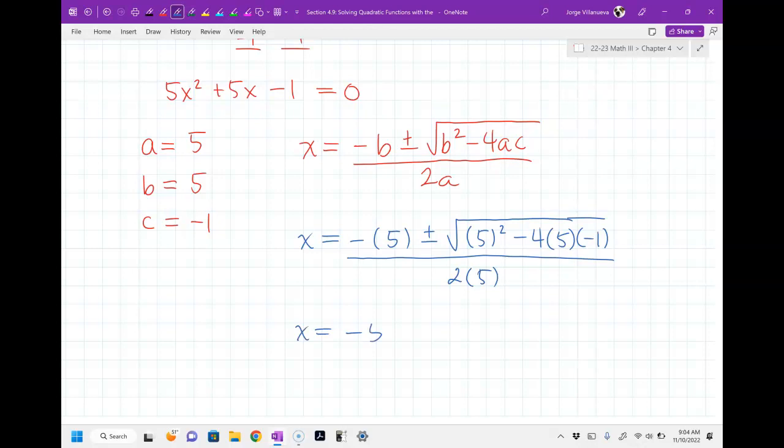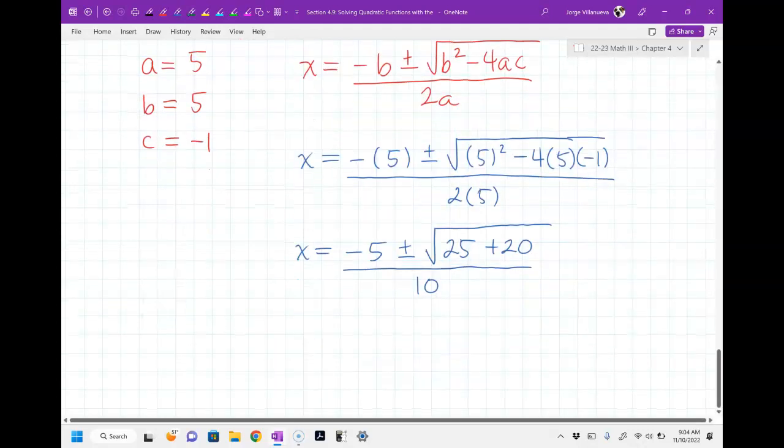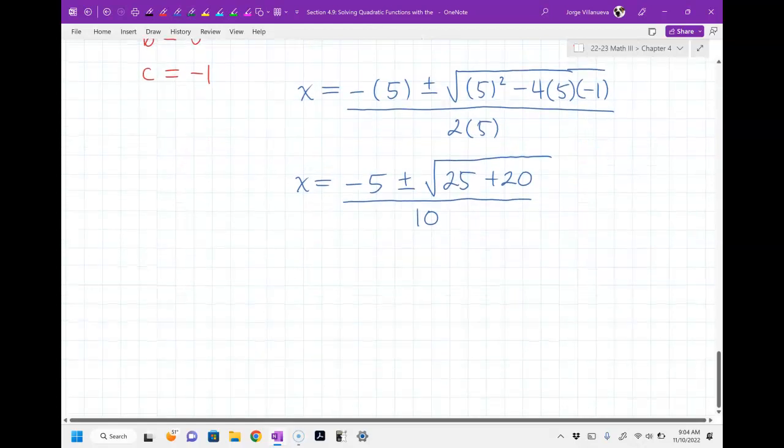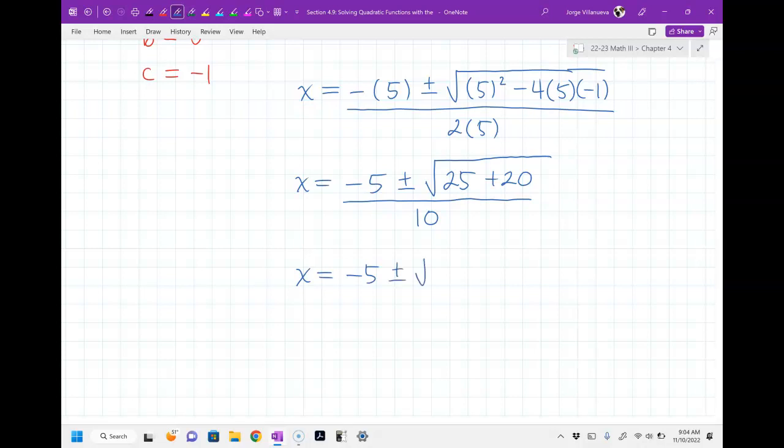x equals negative 5 plus or minus the square root of 5 squared, which is 25. Negative 4 times 5 is negative 20, times negative 1 is positive 20. Over 10. All right, so x is equal to negative 5 plus or minus the square root of 45, over 10.